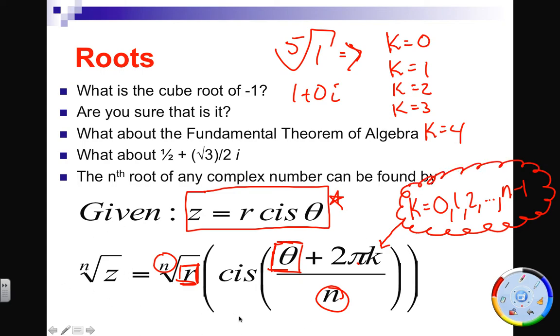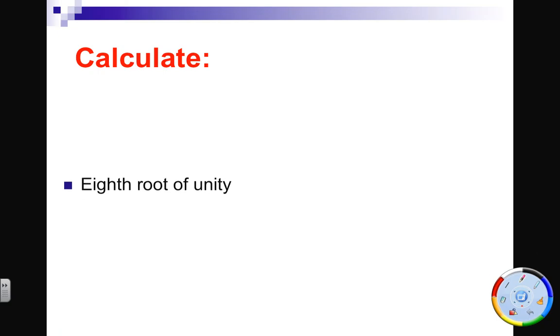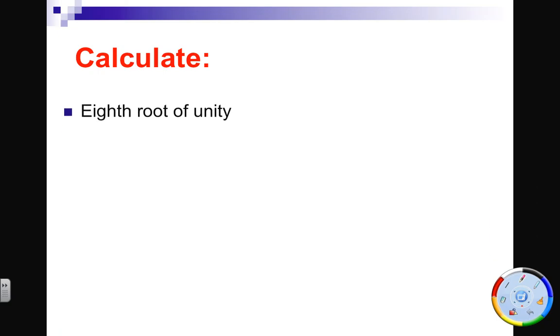Everything else in this formula is given to you from the given question, and this is where the problem kind of comes into play, like the big problem. So here's what we're going to do. We are going to calculate the nth root of unity. And you're like, I have no idea what that means, mister. And I'm going to say, you're right, you probably don't. But it just means this.